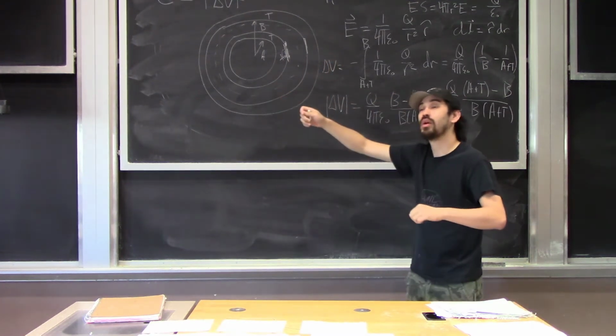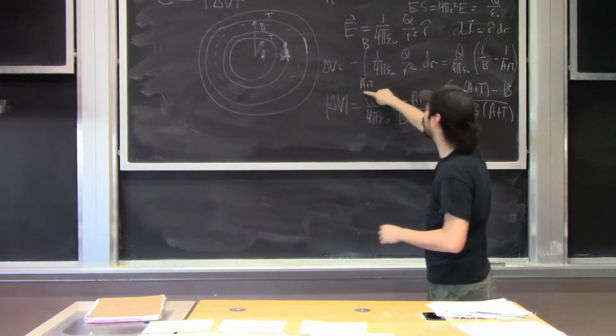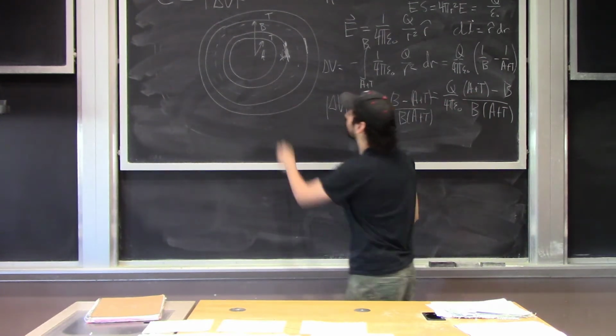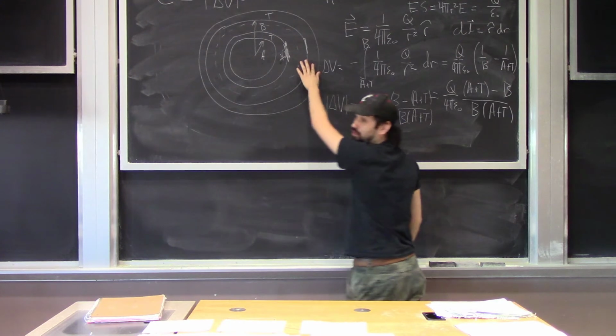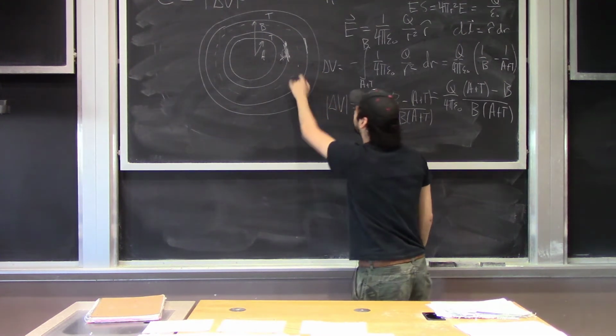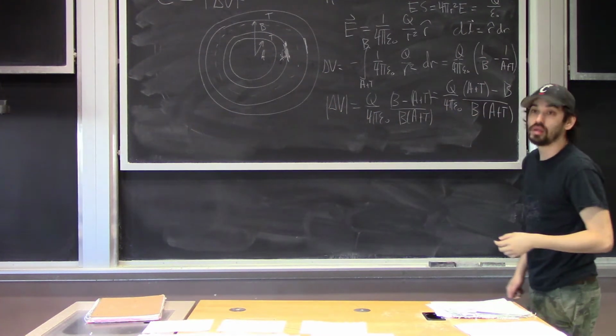but the reason why I did it just from a plus t to b is because the electric field in this region is 0, the electric field in this region is 0, and the electric field in this region is 0. You can just integrate between the two surfaces. Exactly.